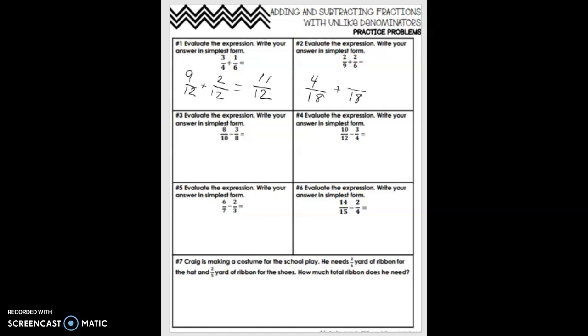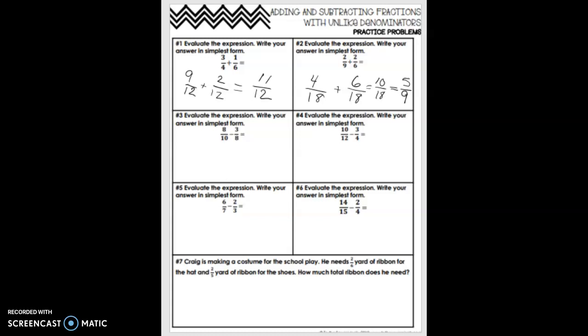I need to change my 6 to an 18, which means I'm taking it times 3. I then take the numerator of 2 times 3 to get 6/18. Adding my numerators together, I get 10/18. This fraction I do have to reduce because both 10 and 18 are even. So I divide both the numbers by 2, and I get 5/9. This is the fraction in simplest form.